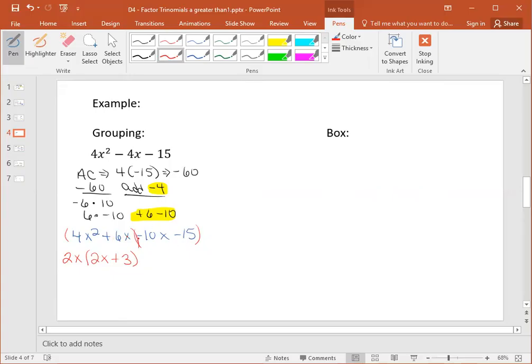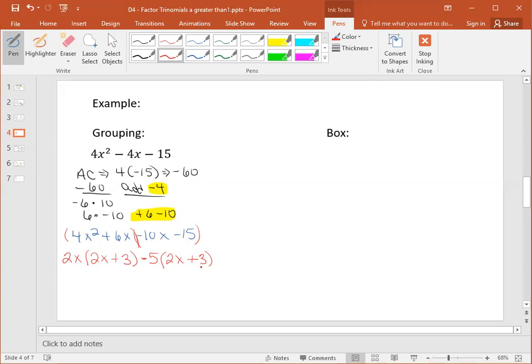Now we're going to do the same thing with the second one. We're going to pull the GCF out here. We're going to pull a negative because it's out front, and the GCF is 5, so negative 5. That would give me 2x, and to get negative 15, I need a positive 3. I'm going to double check here. Negative 5 times 2x is negative 10x. Negative 5 times positive 3 is negative 15.